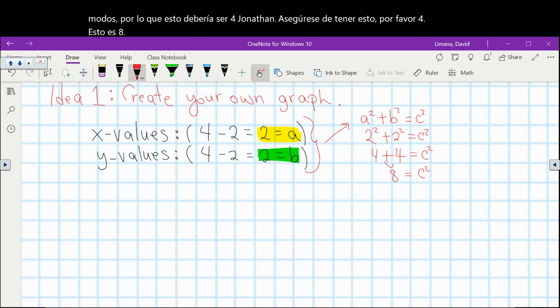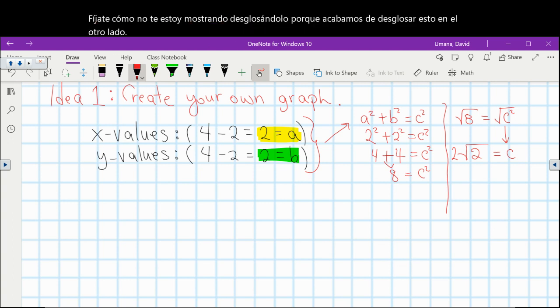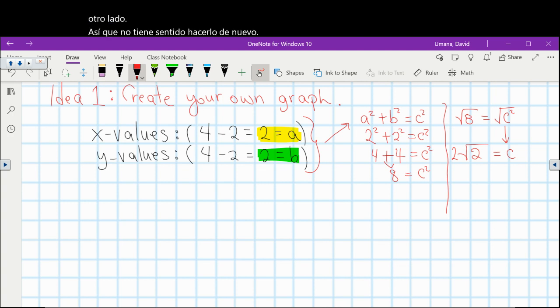As soon as I have that this is 8, I'm right back at what I already did. So I'm left with... notice how I'm not showing you breaking it down because we just broke this down on the other side. So it makes no sense to have to do it again. And we ended up that this was 2 point what approximately? 2.82. Yeah. Okay. So this was 2.82.